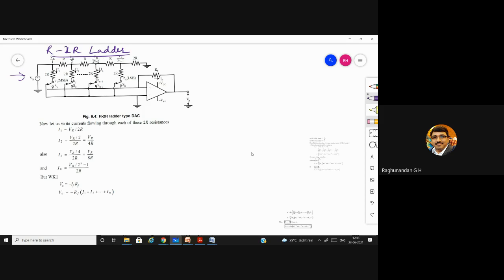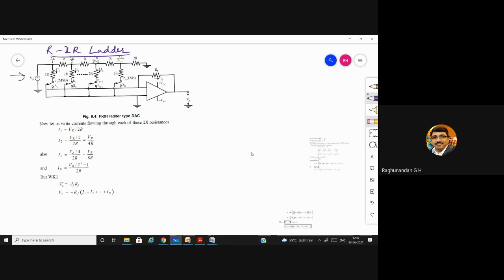Can anyone tell me which oscillator is known as the ladder type oscillator? This is the ladder type DAC. We call one oscillator a ladder type oscillator. Yesterday we covered so many oscillators, and among them one is known as the ladder type oscillator. I have told you. Sir, RC phase shift oscillator. Yes, very good. RC phase shift oscillator is known as the ladder type oscillator. Please remember that.